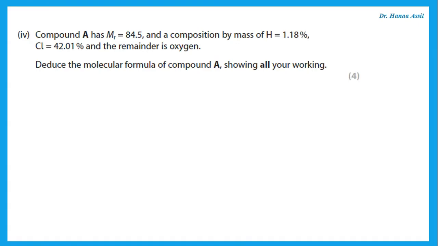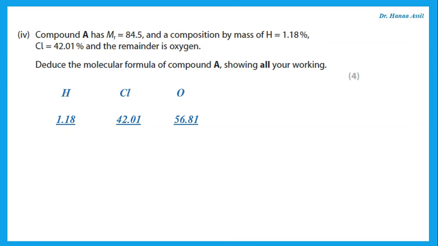Compound A has Mr 84.5. A composition by mass of these percentages, and the remainder is oxygen. Deduce the molecular formula of A. Of course, if we're given percentages, then you need to get the empirical formula first. So we have the percentage of hydrogen, percentage of chlorine, and the rest of the 100 is the oxygen.